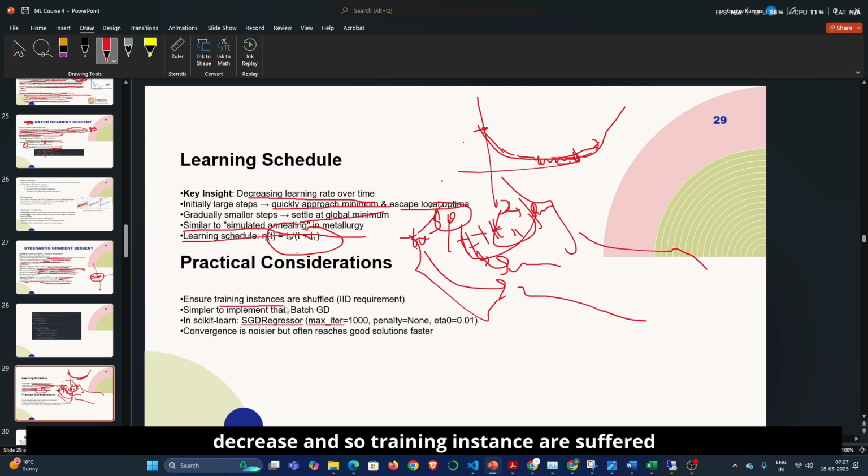And the training instances are shuffled. Similarly, to implement this, we use SGD regressor, with eta0 and the learning schedule. Eta is our learning rate.